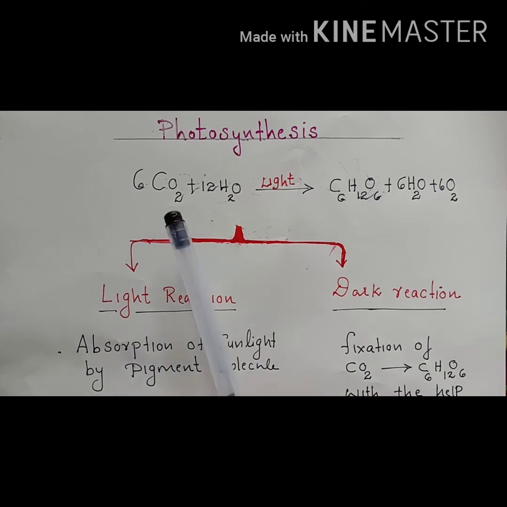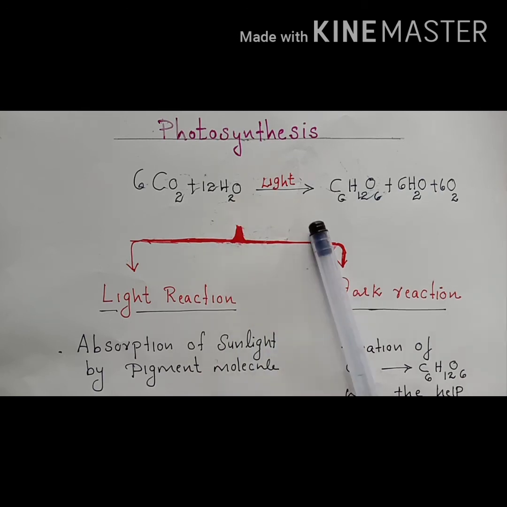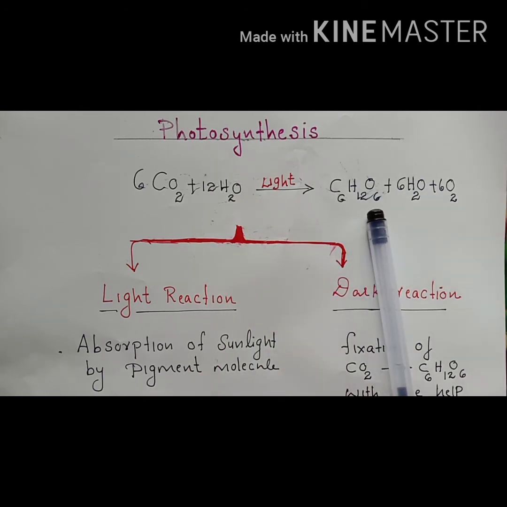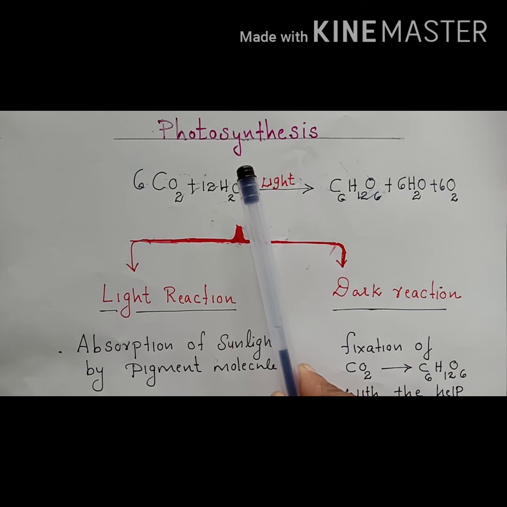And the equation of photosynthesis is 6CO2 plus 12H2O that gives C6H12O6, that is carbohydrate, and water plus some amount of oxygen, that is 6O2. So this is the equation showing photosynthesis, and this process will happen only in the presence of sunlight.